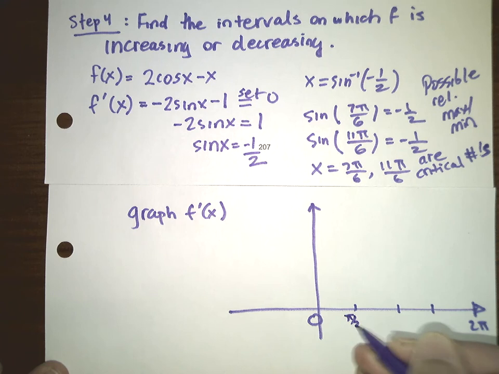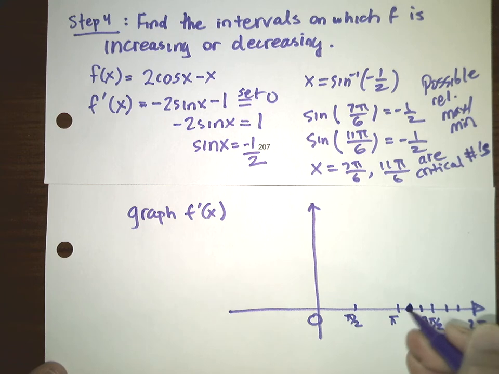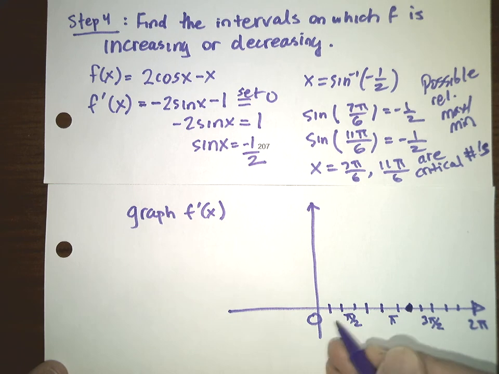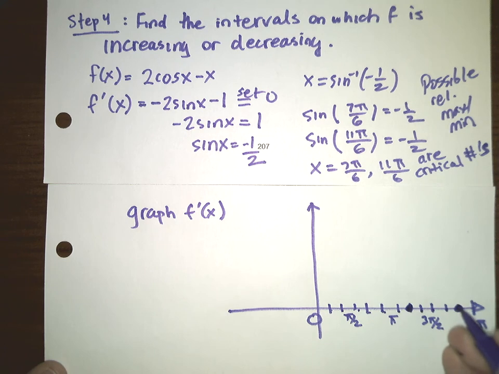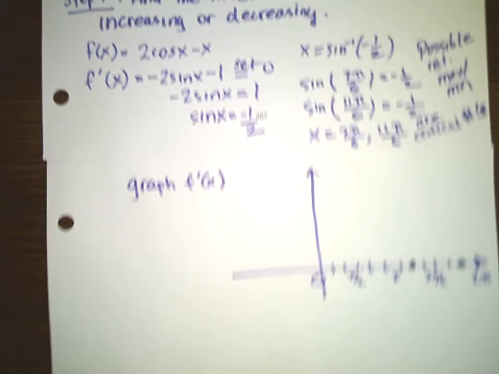So this is pi over 2, pi, 3 pi over 2. At 7 pi over 6, f prime of x is 0, and at 11 pi over 6, f prime of x is 0. So if you label these by 6, 1, 2, 3, 4, 5, 6, 7, 8, 9, 10, 11, those are the zeros. And now you just need to figure out what is happening in between those zeros.